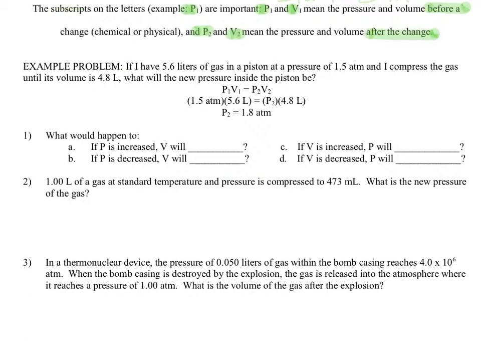Okay. If I have 5.6 liters of gas in a piston at a pressure of 1.5 atm, and I compress the gas until its volume is 4.8 liters, what will the new pressure inside the piston be? Notice these will all be word problems. The only thing you really have to do here is be able to identify, was this a starting or an ending pressure or volume? So if I have 5.6 liters, liters is a measurement of volume. This is the volume I started with, therefore that is V1, and I plug that in, V1, 5.6 liters.